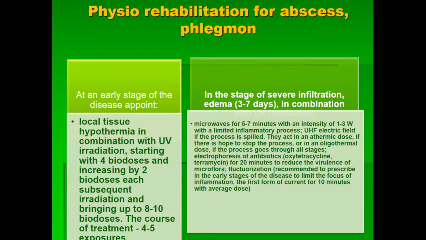Electrophoresis of antibiotics, for example oxytetracycline, terramycin, for 20 minutes to reduce the virulence of microflora. Fluctuorization is recommended to prescribe in the early stage of the disease to limit the focus of inflammation. The first form of current for 10 minutes with an average dose.